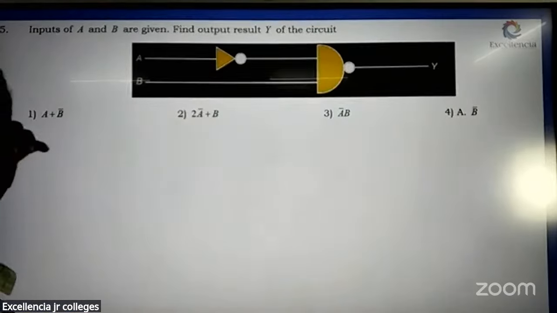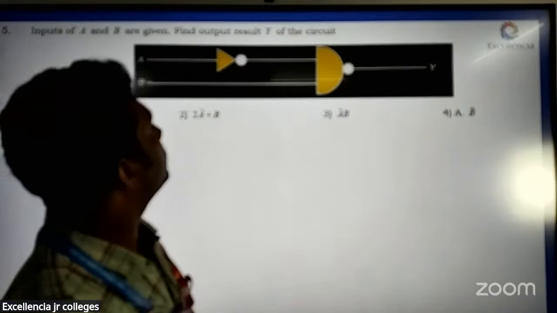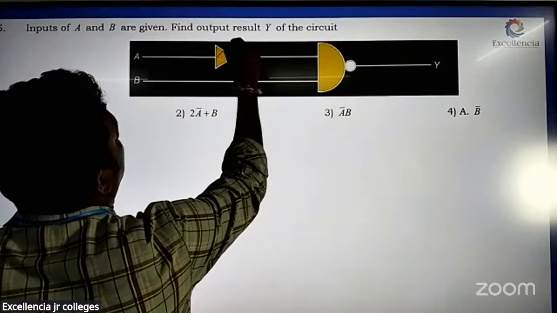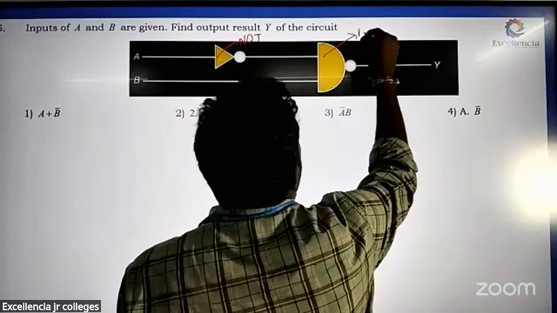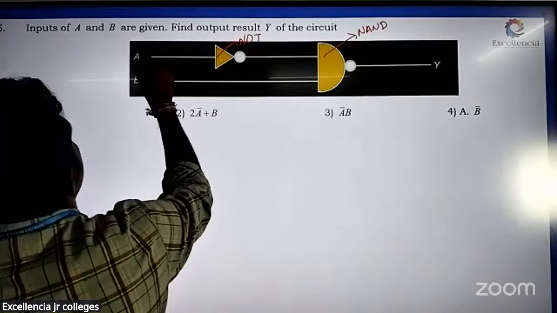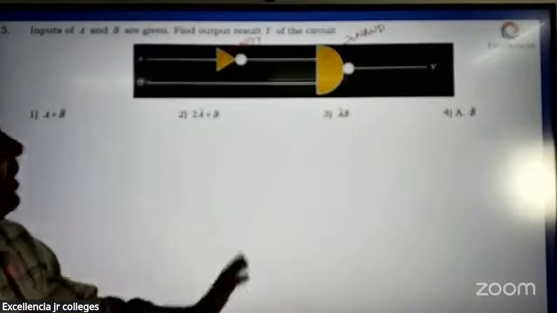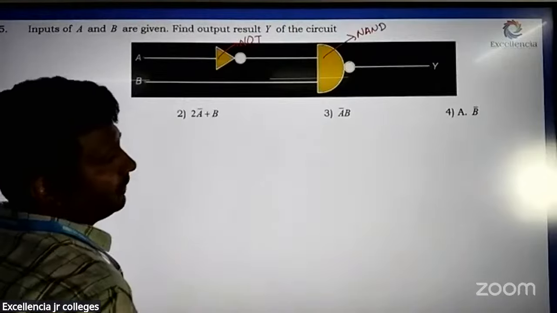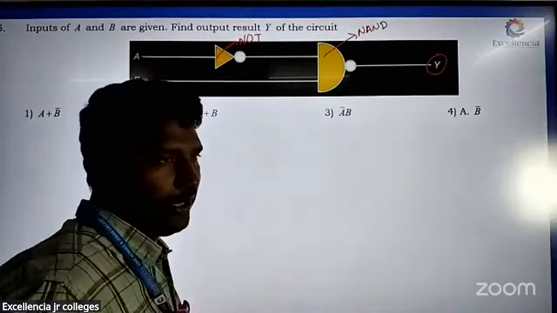Now go for the fifth question. They have given a logic gate circuit, students, with a NOT gate and then a NAND gate, and the two inputs A and B. We can go by two methods: from De Morgan's law we can find the Y value, or we can check with the truth table also.